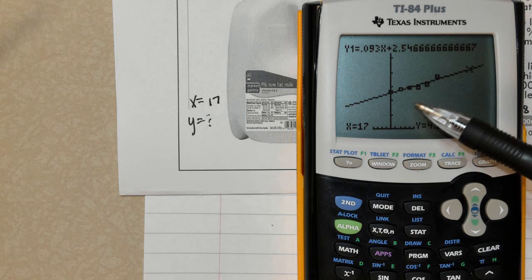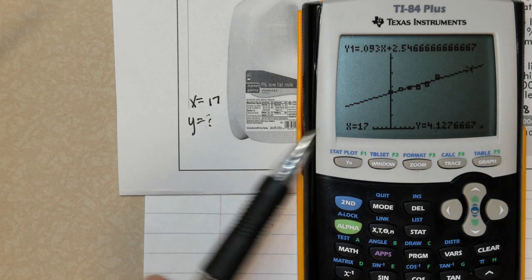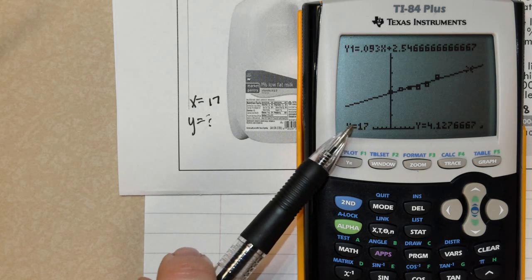We can estimate the cost of a gallon of 1% milk to be $4.13 in the year 2015. 17 years after 1998 is 2015.